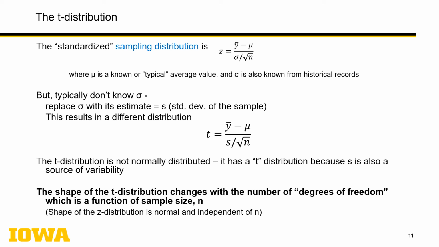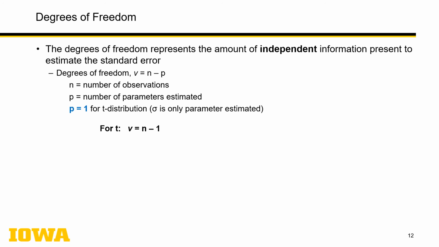Whereas the shape of the z distribution, even this sampling distribution up here with sigma, is normal and is independent of n. Okay, so what does all that mean? And what do the degrees of freedom mean now that that's been introduced? Well, it's somewhat complicated to talk about what this concept is, which goes beyond the intent of these modules.